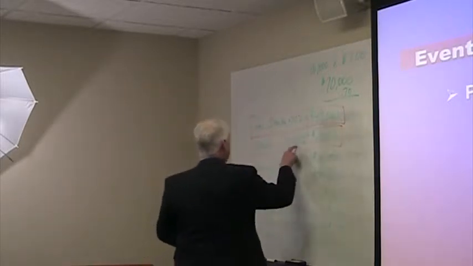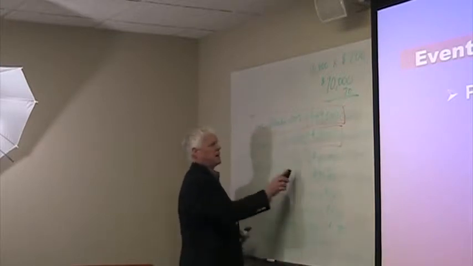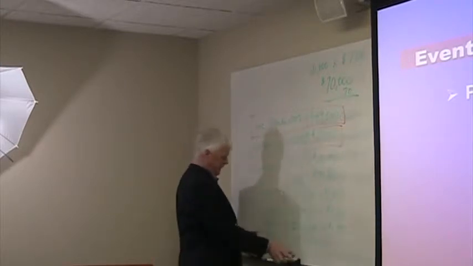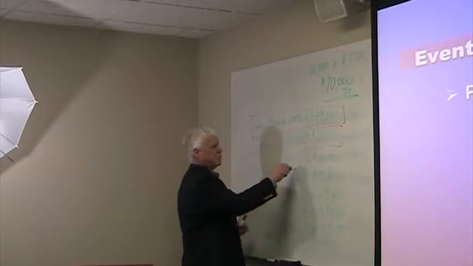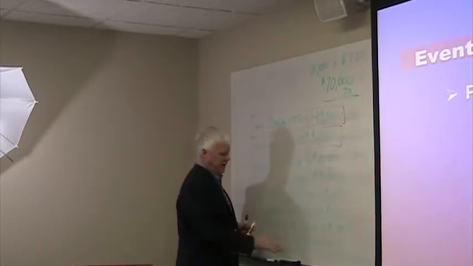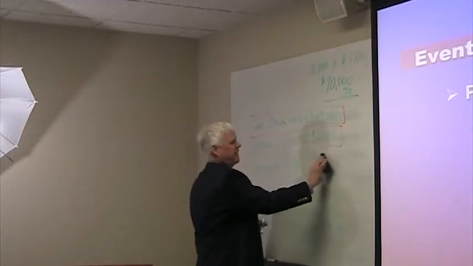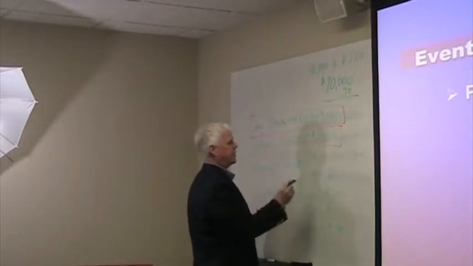Okay, so if that's 20%, then bars have to be how much? 10%. Now we get back to 100%. All right? And 10% is going to be $7,000.